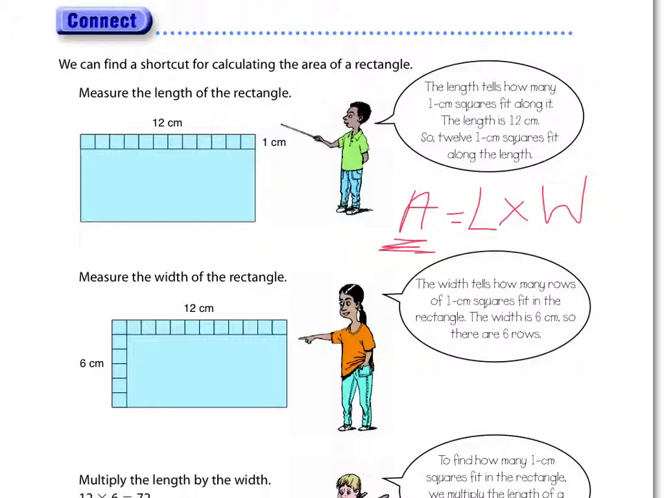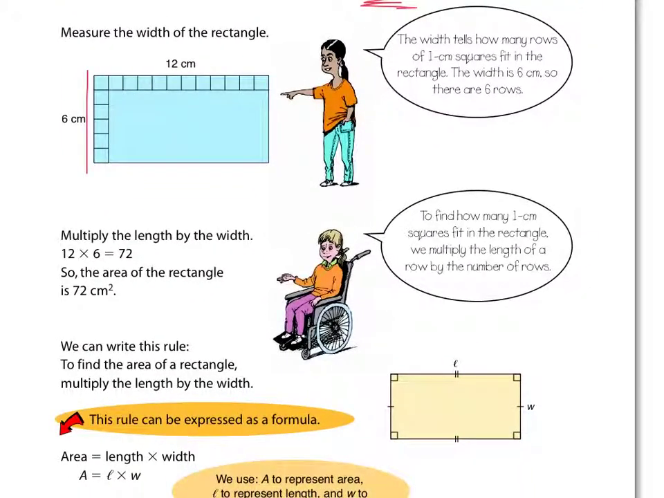All right, so we're measuring the length of this rectangle. We've realized that it is 12 centimeters long and it is 6 centimeters wide. So that means it would be 6 rows of 12. You would do 6 times 12. 6 times 12 is 72. So the area is 72 centimeters squared.